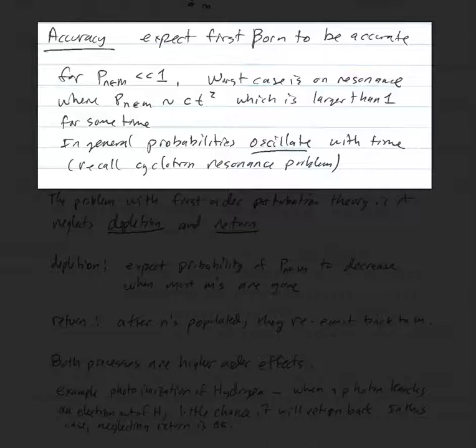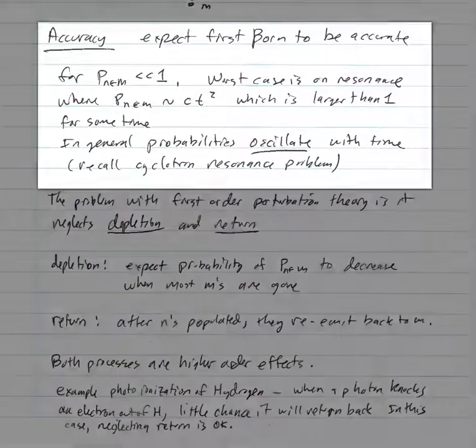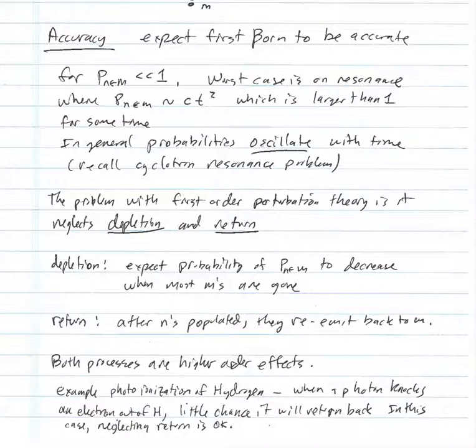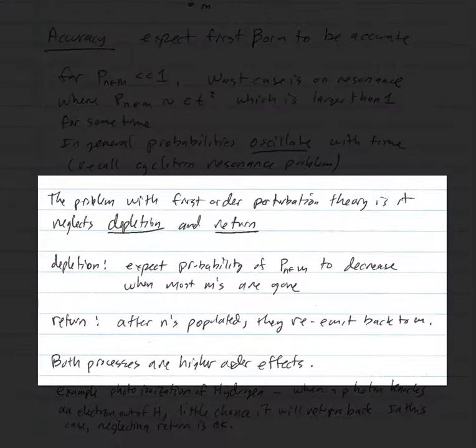And to keep you grounded, I ask you to remember what happened with the cyclotron resonance problem. In the cyclotron resonance problem, we had a situation where our transition frequencies were cosines or sines, and we had this oscillatory behavior and oscillatory dependence. So the problem with first-order perturbation theory, in addition to the fact that it will generically not always give us this oscillating behavior, is that it neglects two important physical properties. One is called depletion, the other is called return.